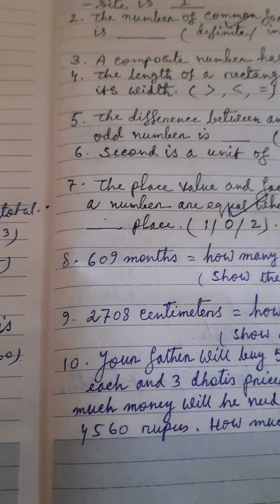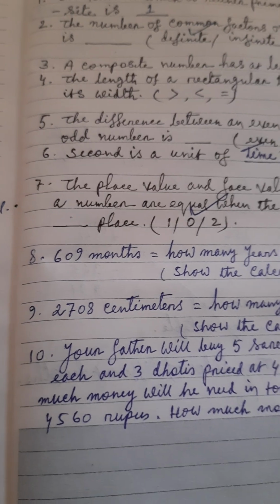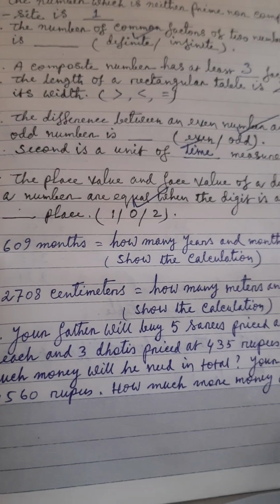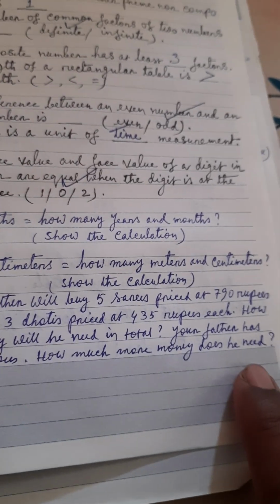Question number 9. 2708 centimeters is equal to how many meters and centimeters? Show the calculation. 2708 divided by 100 is equal to 27 meters and 8 centimeters.